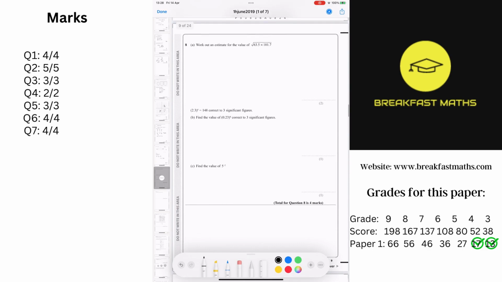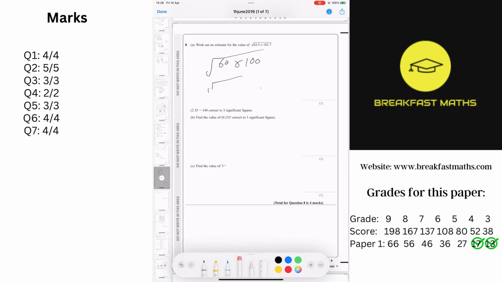So question 8, we've got to work out the estimate for this. In terms of estimate, I'll probably round this to 60 and 100 because those two values are going to go nicely, because this is the square root of 1600, which is going to be about, what am I talking about, 40? What am I doing? That's adding. Let's try and do this properly as well.